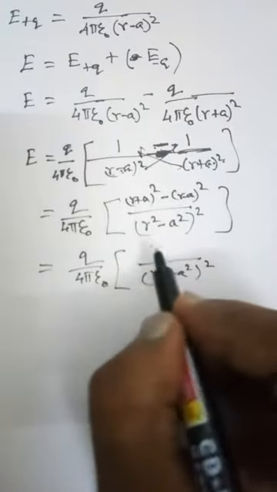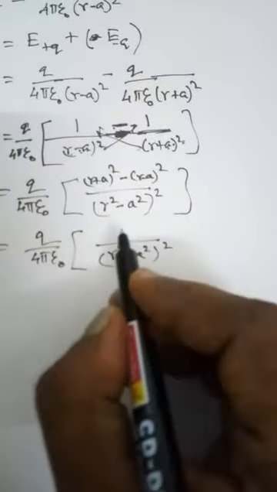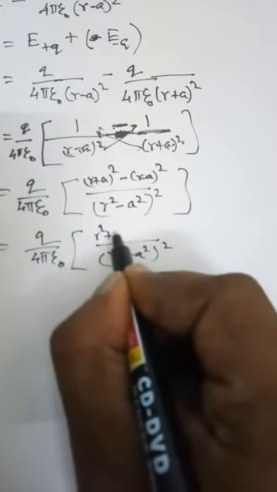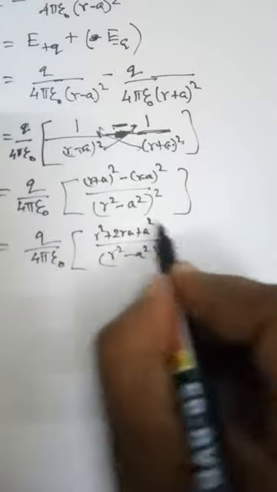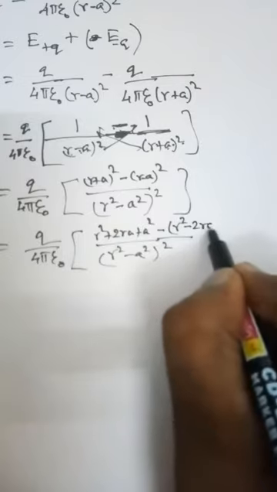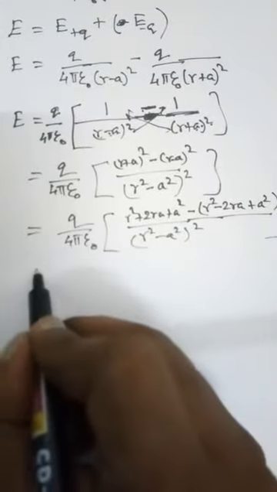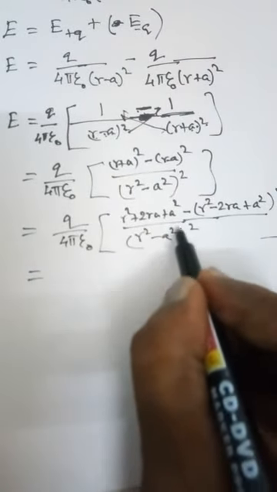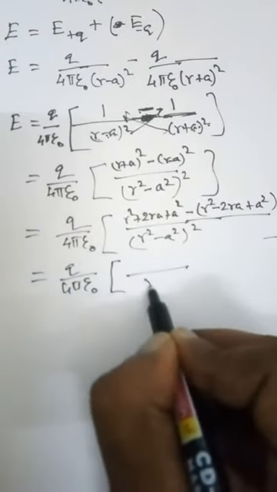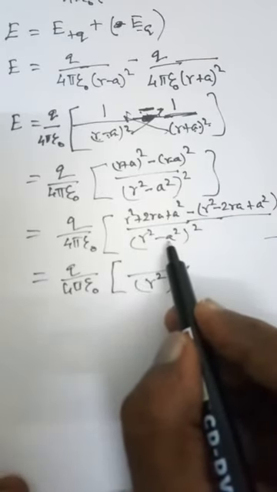Using the (a plus b) whole square formula, actually no need to explain, you can directly write 4ra, but you see how it will come. (r plus a) whole square is r square plus 2ra plus a square, and minus (r minus a) whole square, which is r square minus 2ra plus a square. Here a square is very, very small, so a square is neglected. So q by 4 pi epsilon naught, r square whole square. Basically a square is neglected because it is a very small distance.